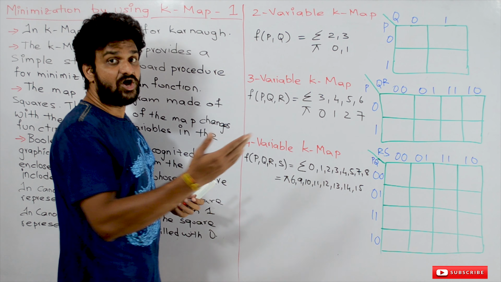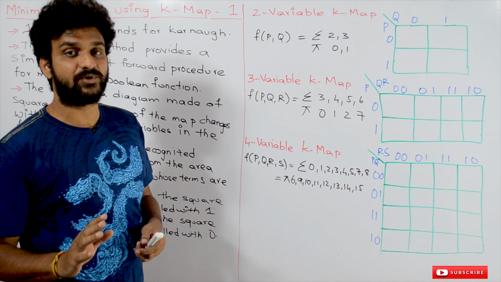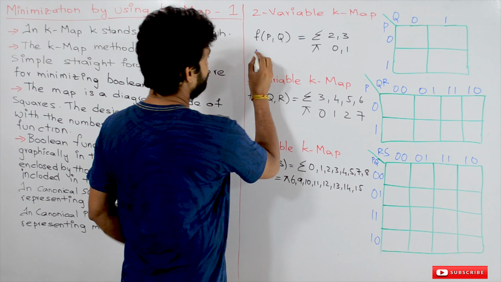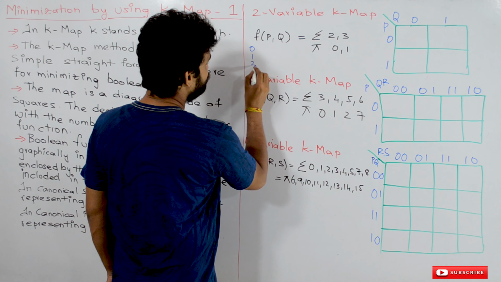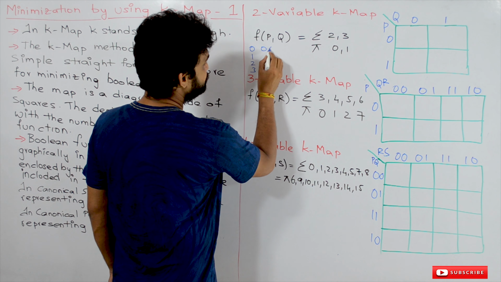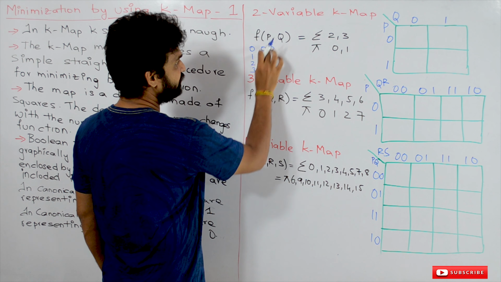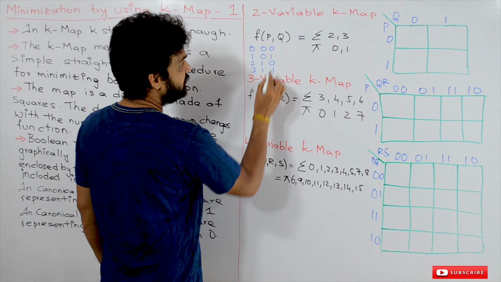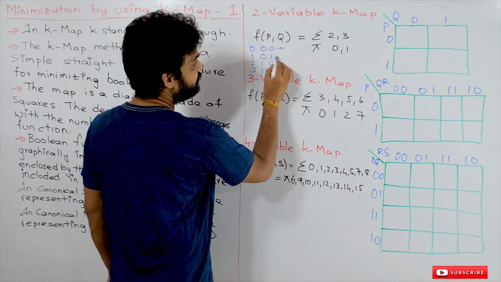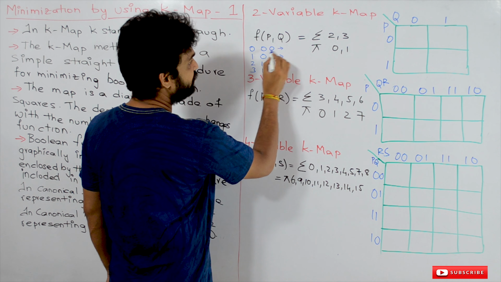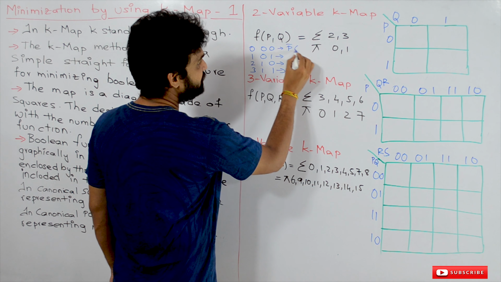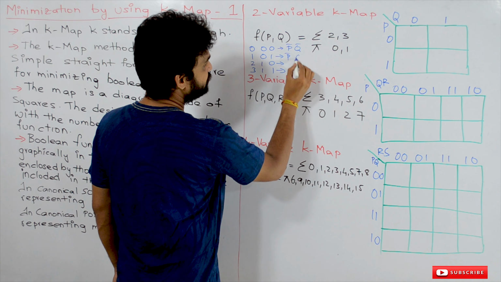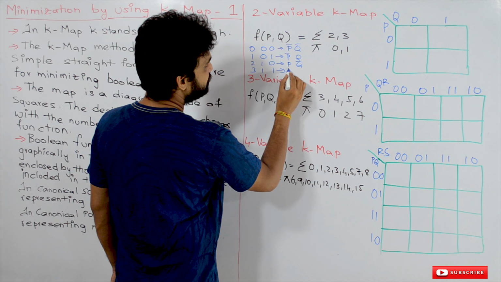So what does that mean? For example, take a canonical sum of product expression with two variables. How many different combinations of inputs are possible? 2 power 2, which is 4 combinations: 0, 1, 2, 3. The different combinations possible with two variables are 0 0, 0 1, 1 0, 1 1. And how is each term represented? It is P bar Q bar, P bar Q, P Q bar, PQ.